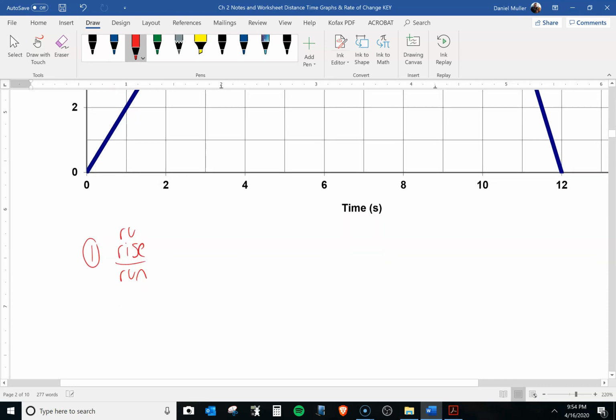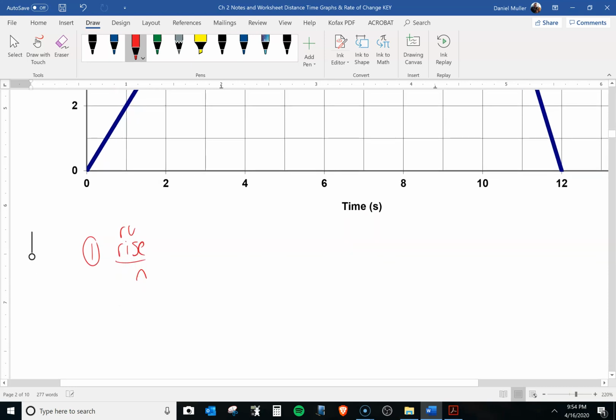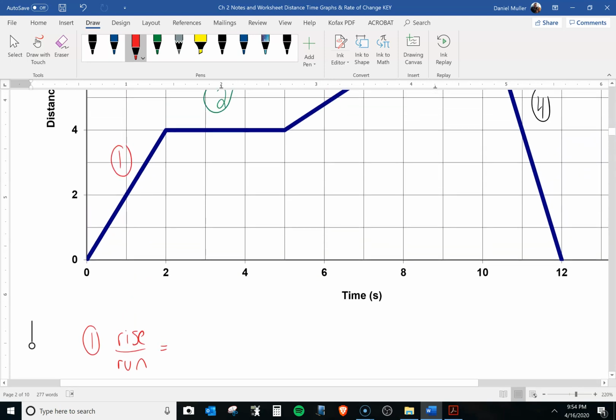Oh, things are not working out for me here. So let's just do this. Rise over our run, and equals. So we look at this area. And you can usually look at the whole thing, or you can just look at parts of it. Let's look at the whole thing. In this whole area, how much have we risen? So we started here at 0, we've gone up to 4. So our rise is 4.